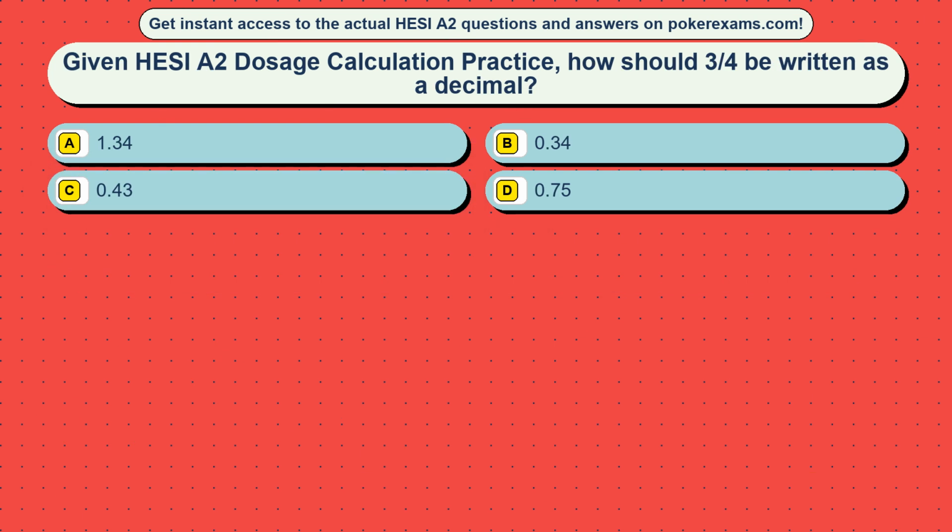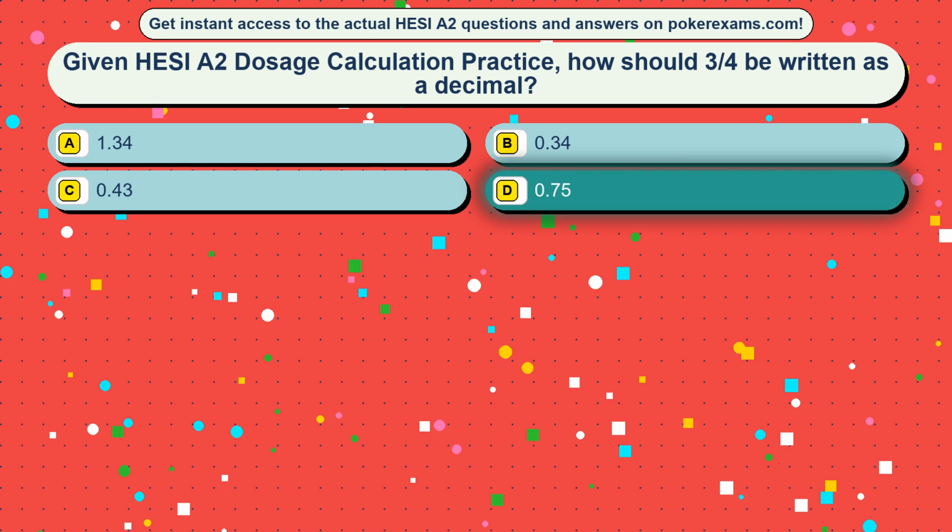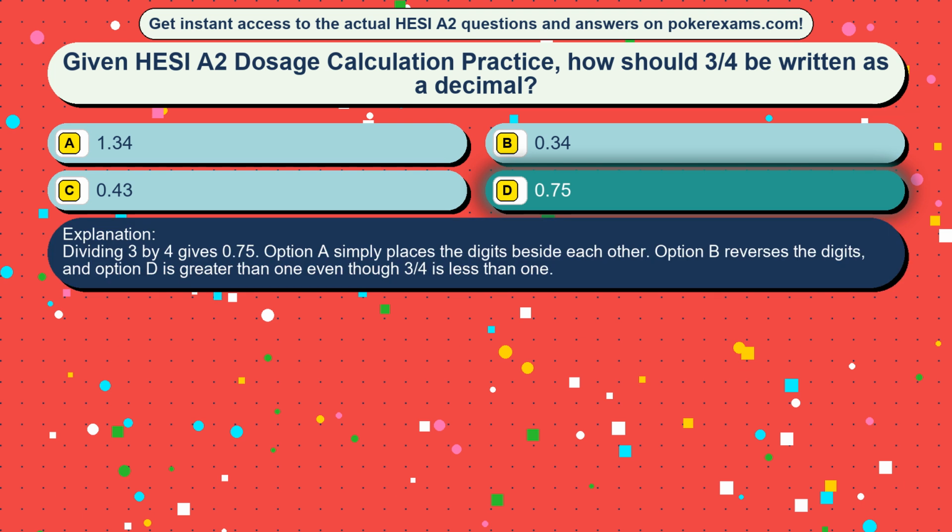Question 48. Given HESI A2 dosage calculation practice, how should 3/4 be written as a decimal? Option A, 1.34. Option B, 0.34. Option C, 0.43. Option D, 0.75. The correct answer is option D, 0.75. Dividing 3 by 4 gives 0.75. Option A simply places the digits beside each other. Option C reverses the digits, and option A is greater than 1 even though 3/4 is less than 1.